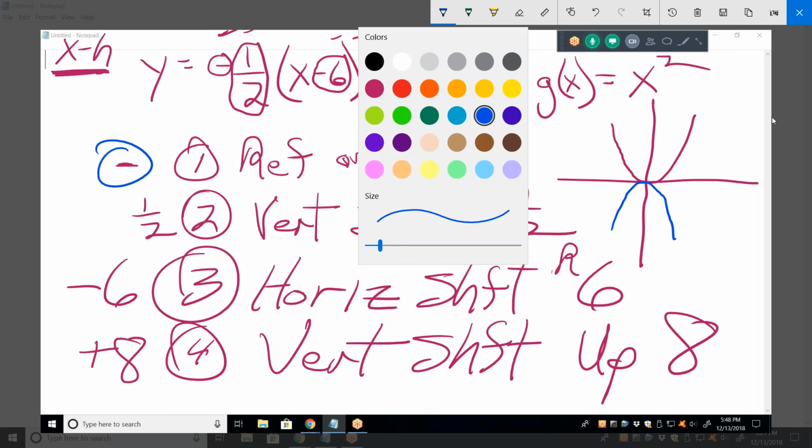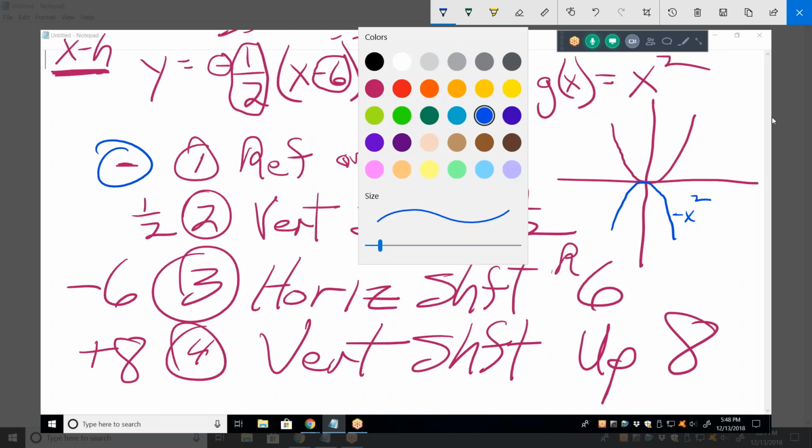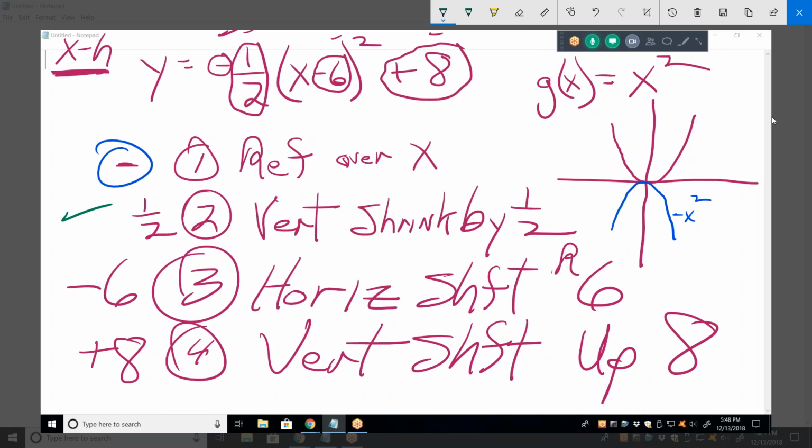The first one, if I want to label that, that's minus x squared. Second, we're going to do that one. We're going to take our blue line and we're going to shrink it. Now, a stretch or a shrink changes the shape of the graph. A shrink flattens it. A stretch makes it skinnier. So that is a shrink by 1/2, the green line.